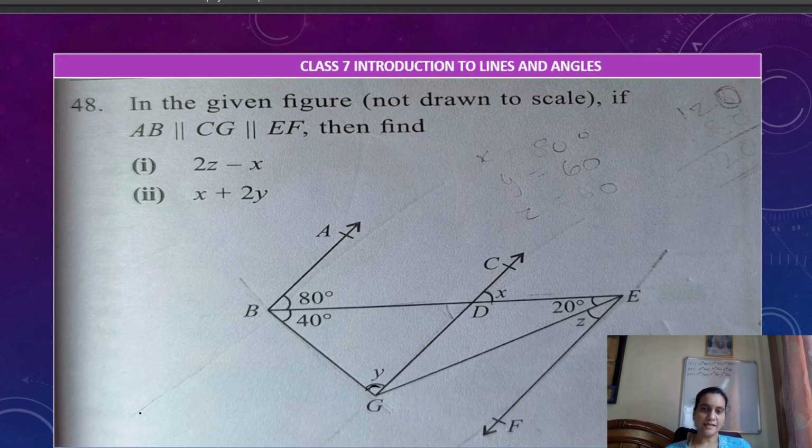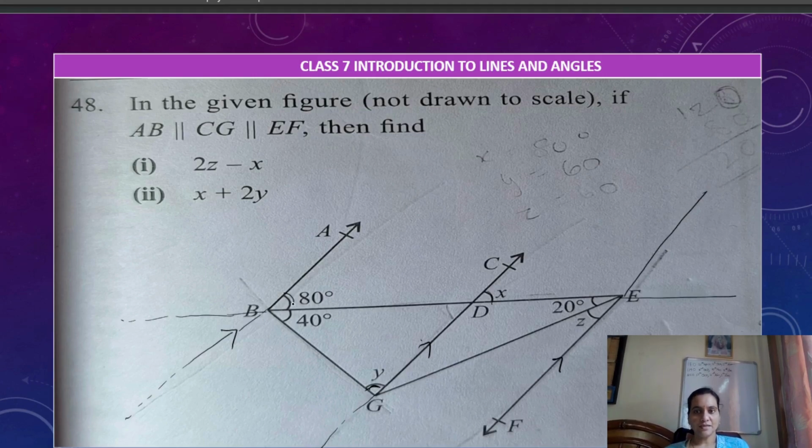Now let's extend these parallel lines. There are three sets of parallel lines, three parallel lines. We'll extend on this side as well. So this EF is parallel to CG and this is again parallel to AB. So if you see, this BE line is a transversal.